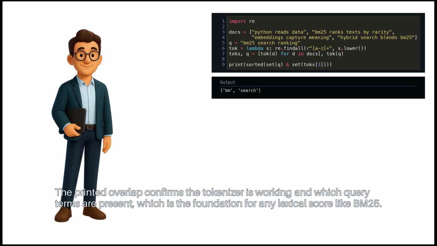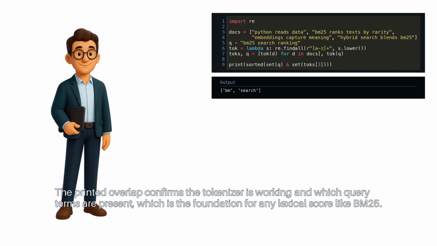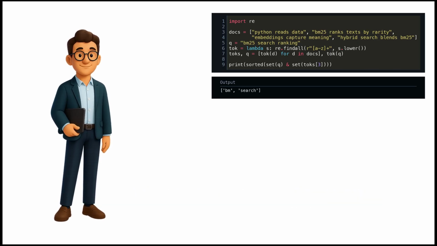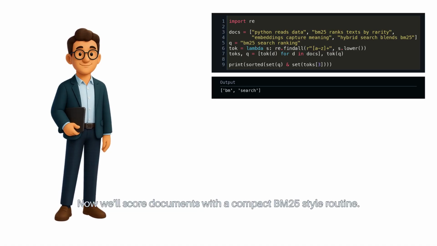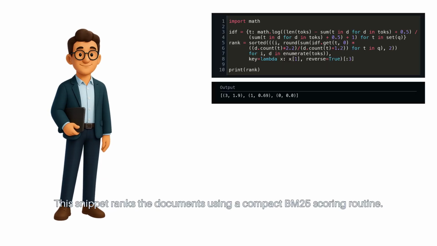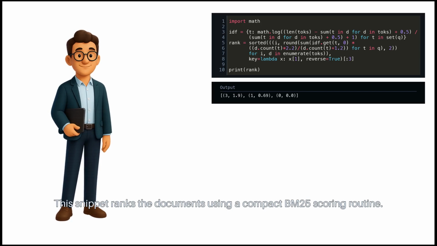The printed overlap confirms the tokenizer is working and which query terms are present, which is the foundation for any lexical score like BM25. Now we'll score documents with a compact BM25 style routine. This snippet ranks the documents using a compact BM25 scoring routine.